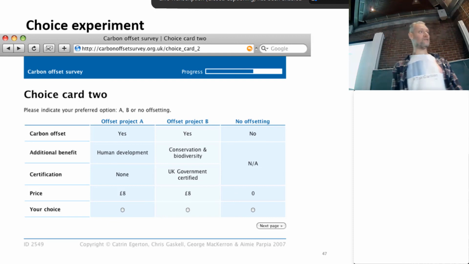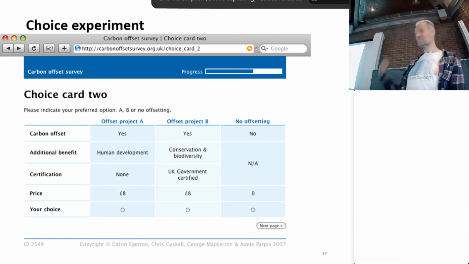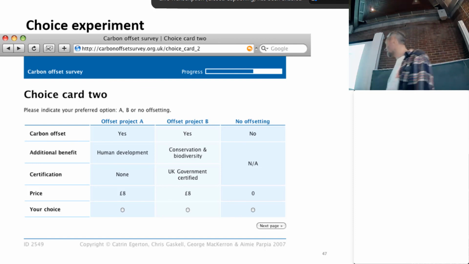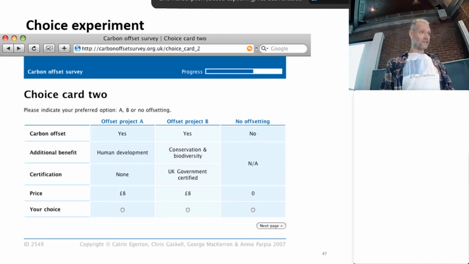Carbon offset, yes or no. The status quo is to the very right. And there were different carbon offsets, focused on nature conservation and biodiversity, or focused on human development. Are these offsets certified by an independent organization, or not at all, or by the UK government? And then of course the price. Are you willing to pay for a flight to New York? I believe this was £8 extra, yes or no? The two offset projects, A and B, cost the same price, and of course if you're not willing to pay, then it's zero.